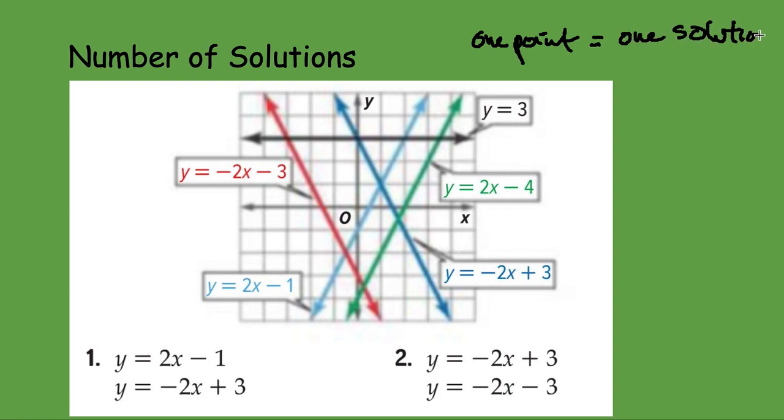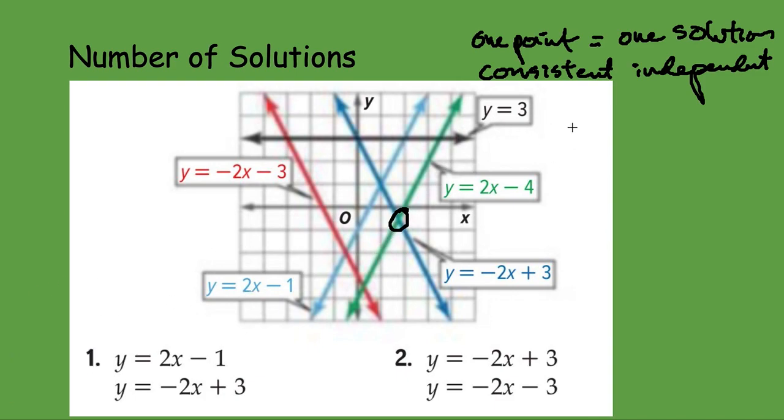The book calls that consistent, and calls that independent: consistent and independent, all right. That's your one solution. So like the green and the blue line, where these guys are meeting, that would be an example of a consistent independent solution, because it's only meeting in one spot.